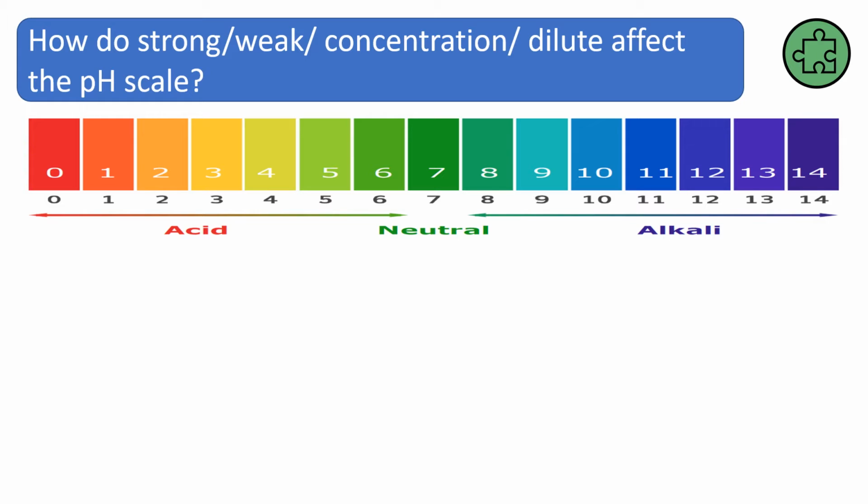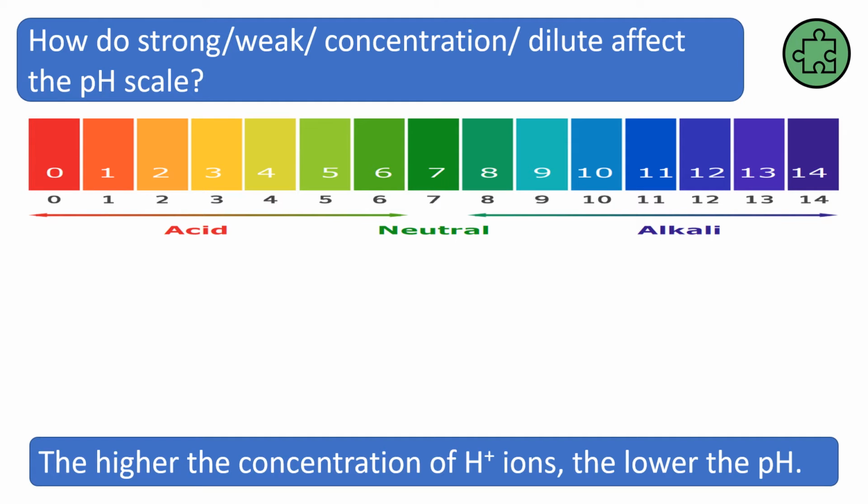We've just done 2 lessons on strong and weak acids and then concentrated and dilute acids. But how do they affect the pH scale, or what does that look like on the pH scale? Well, the rule for the pH scale is that the higher the concentration of H+ ions, the lower the pH. Okay, the higher the concentration of H+ ions, the lower the pH.